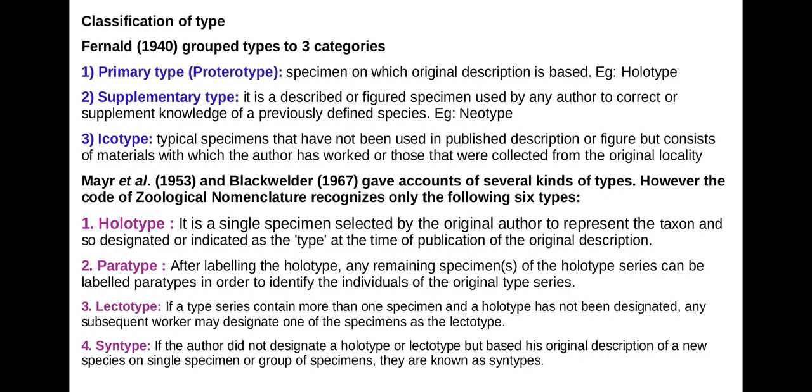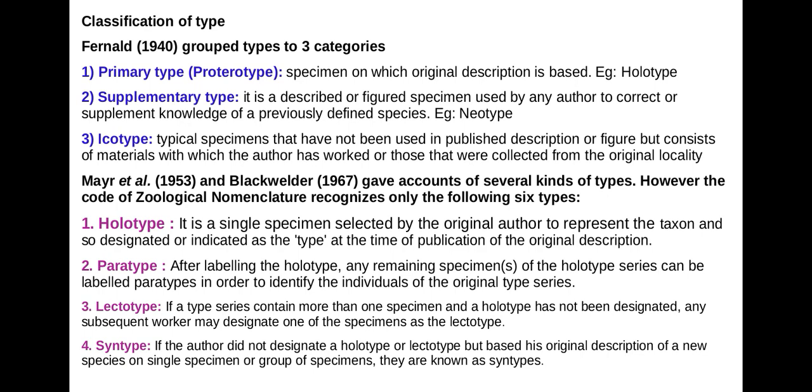Then plesiotype: typical specimens that have not been used in a published description or figure but consist of materials with which the author has worked or those that were collected from the original locality. Mayr et al. in 1953 and Blackwelder in 1967 gave accounts of several kinds of types. However, the Code of Zoological Nomenclature recognizes only the following six types. Holotype.